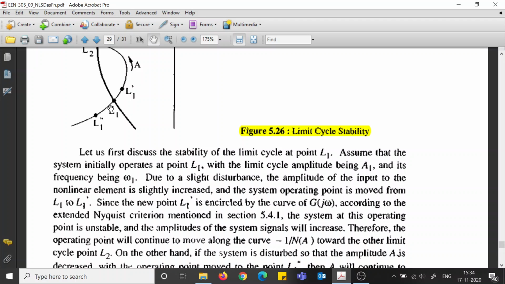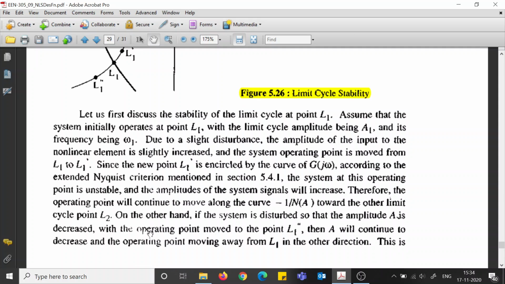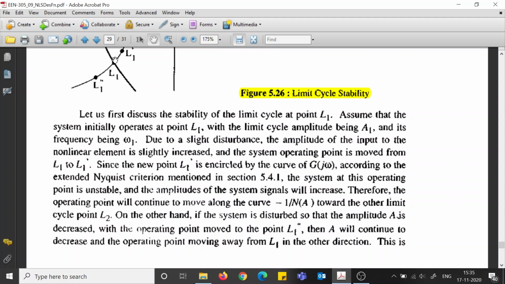That means the amplitude A will reduce, right? So you see here L1 double dashed. On the other hand, if the system is disturbed so that the amplitude A is decreased, moving to the point L1 double dash, then A will continue to decrease, because this point is stable. That's why it will move away again from this limit cycle, from this L1 point, which indicates a limit cycle.